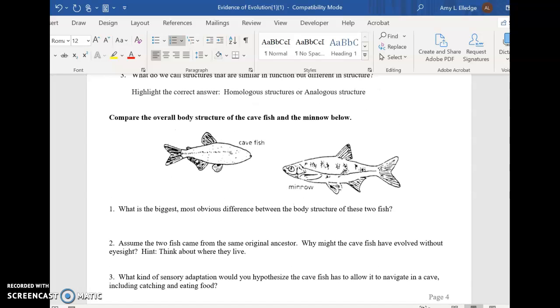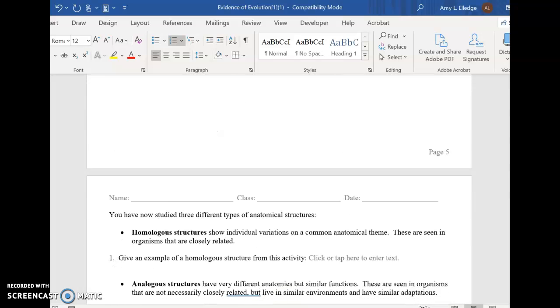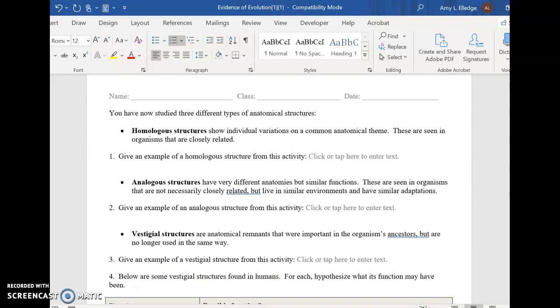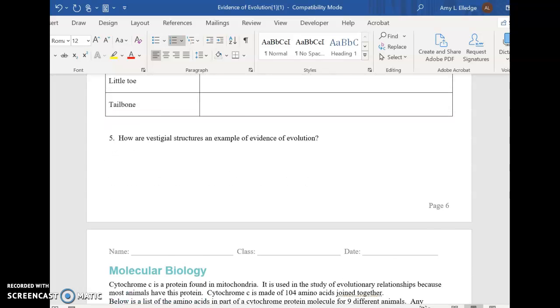Then we have these fish, so you're going to look at the difference between the fish and think about how they might live. And you can always just Google cave fish if you're interested and see what's going on with them. Then you're going to answer a couple questions here about homologous, analogous, and vestigial. And what might these vestigial organs have been used for in our ancestors?